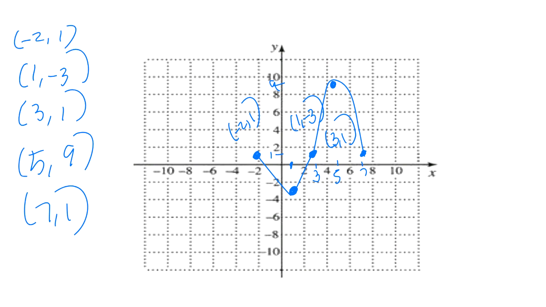So this is the graph of the transformation. So that's how you do your horizontal translations, your vertical translation, how to stretch and shrink the graph, and that would include 2.5.